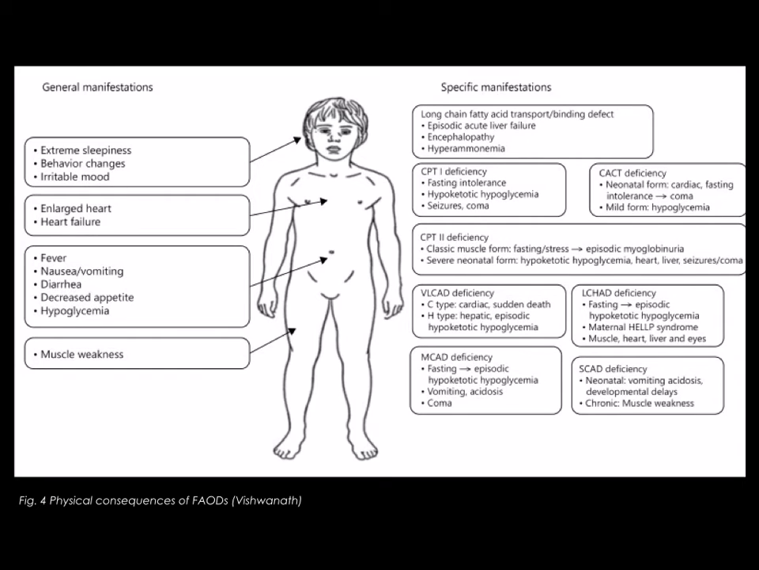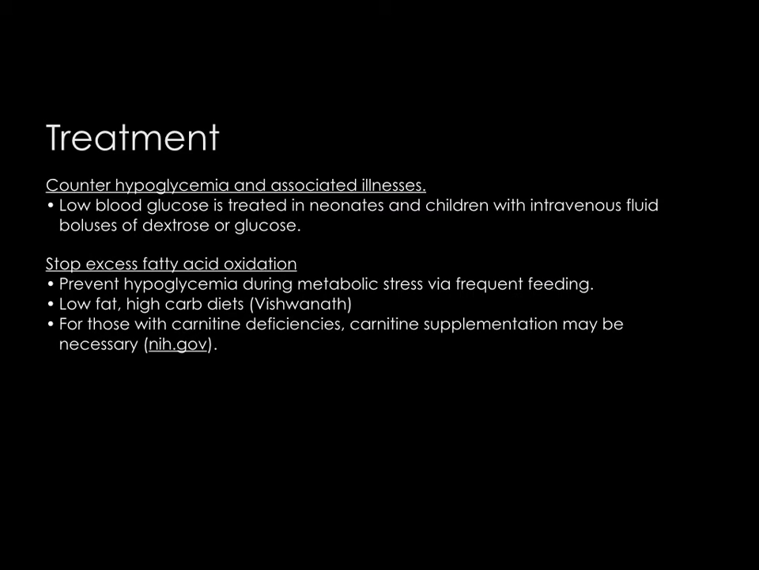Now, there's a diagnosis, hopefully there's a treatment, and thankfully there is. So there are 2 different routes of treatment, basically. The first is to counter hypoglycemia and the associated illnesses that come with it. So blood glucose is treated in neonates and children via an intravenous bolus of dextrose or glucose. It's really, really important that especially infants not be put into any sort of metabolic stress through fasting because they can easily slip into a coma. So that's why you see the intravenous fluids.